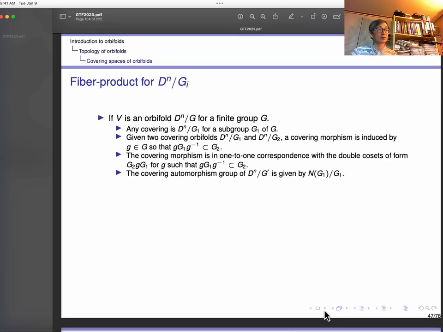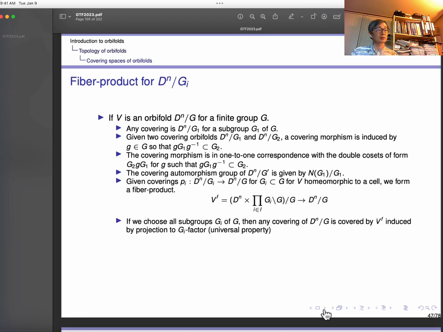So covering morphisms are in one-to-one correspondence with double cosets of the form G2 g G1 such that G1 is conjugated into G2. That's because if you multiply by a G2 element on one side, this condition doesn't change, and if you multiply by a G1 element on the other side, again this condition doesn't change at all. So of course these conditions are all satisfied. The covering automorphism group of D^n mod G1 is given by the normalizer of G1 modded out by G1. This is a very similar result to what usually happens in covering space theory.